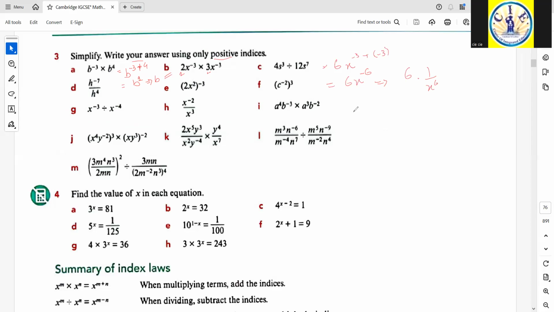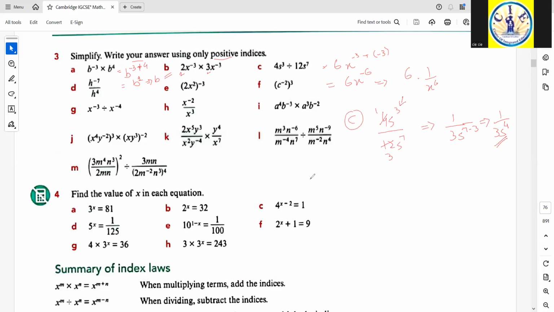Okay, now for part C, 4s cubed divided by 12s raised to the power 7. Simplifying it, 4 3s are 12 and then 1 by 3, then s raised to the power 7. Now I need to shift this s cubed in the denominator, that will give me negative 3 in the index. So 1 by 3 s raised to the power positive 4. Since the power of s is positive, our job is done.